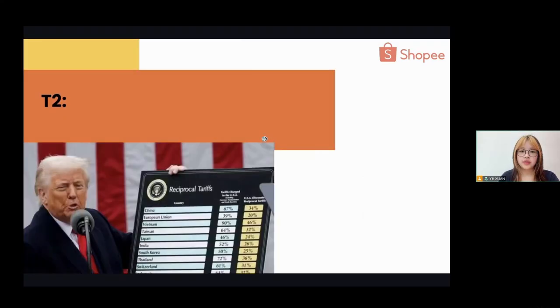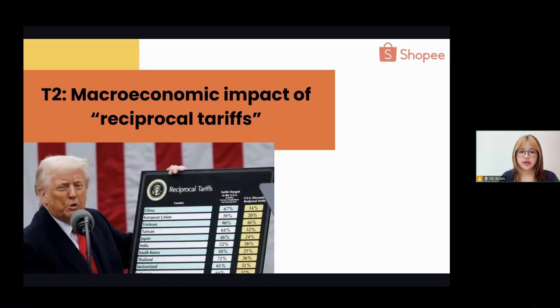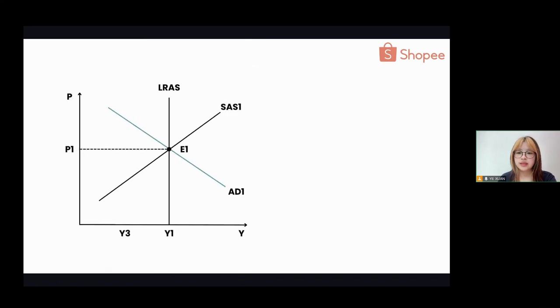Let's focus on the recent international event, reciprocal tariffs. I will use the AD-AS model to show. The United States imposed a 10% tariff on Singapore, which may lead to a decrease in Singapore's aggregate demand, causing AD1 to shift to AD2. At the same time, an increase in the import cost of enterprises will lead to a decrease in supply, causing AS1 to shift to AS2.